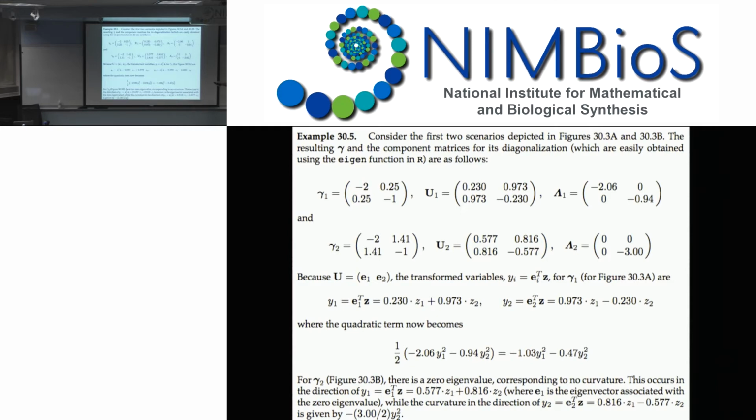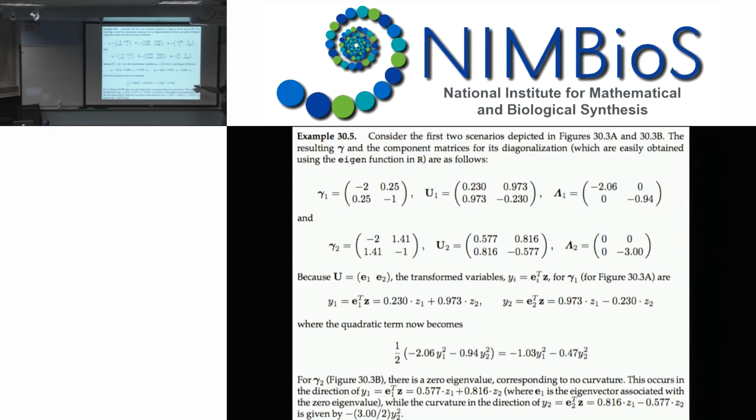So you go back to that first example. Here's that gamma matrix where I have the off diagonal as a quarter, and here I have the off diagonal, the square root of 2, chosen to give this a determinant of 0. So for this matrix, there's the first eigenvector, there's the second eigenvector. The combination of 0.23 times trait 1 plus 0.97 times trait 2, that's y1. y2 is 0.937 times trait 1 minus 2.3 times trait 2. It's just a new composite trait. And there are the corresponding curvatures: in this direction there's the curvature, in that direction there's the curvature.